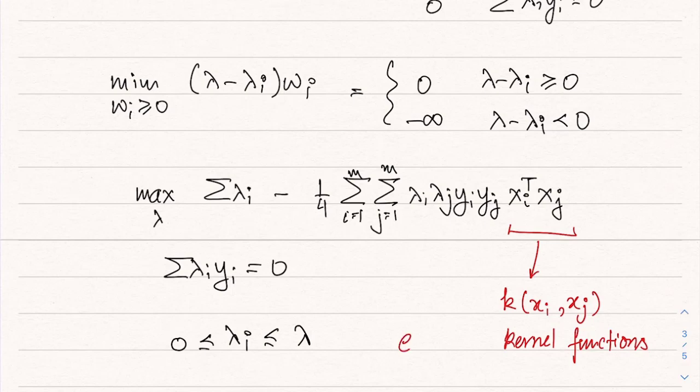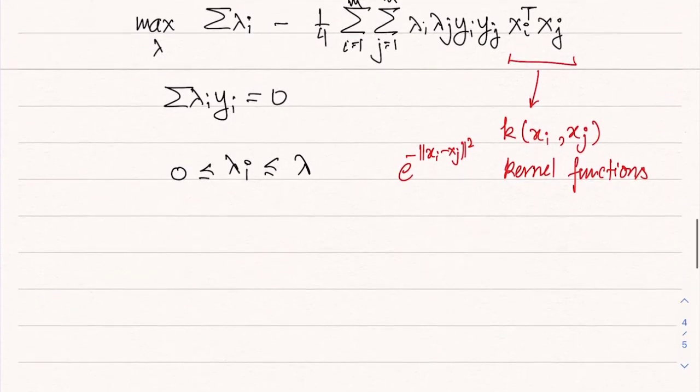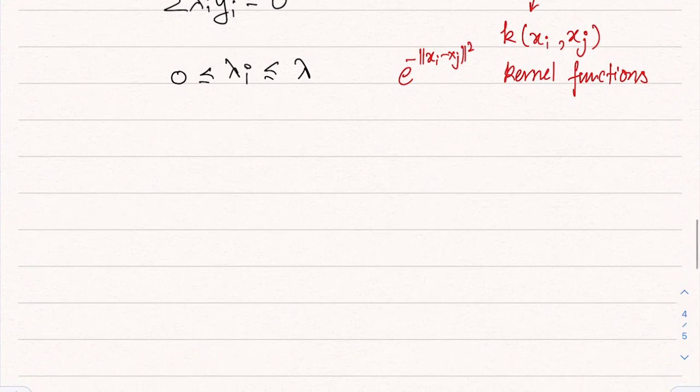An example of a kernel function is e raised to the power minus norm square of x_i minus x_j. This is not the same as x_i transpose x_j. It's a different function, and by replacing this with this, we obtain a class of nonlinear classifiers. So the dual formulation of SVM allows us to generalize into the nonlinear form of SVM. There is yet another way in which the SVM has been formulated and generalized, and that is the hinge loss formulation.